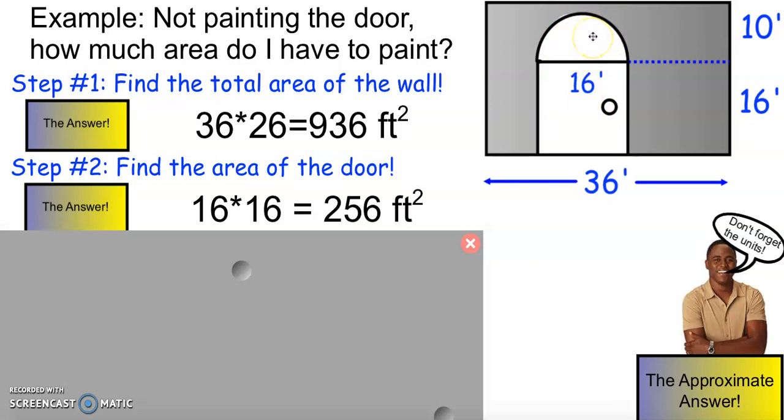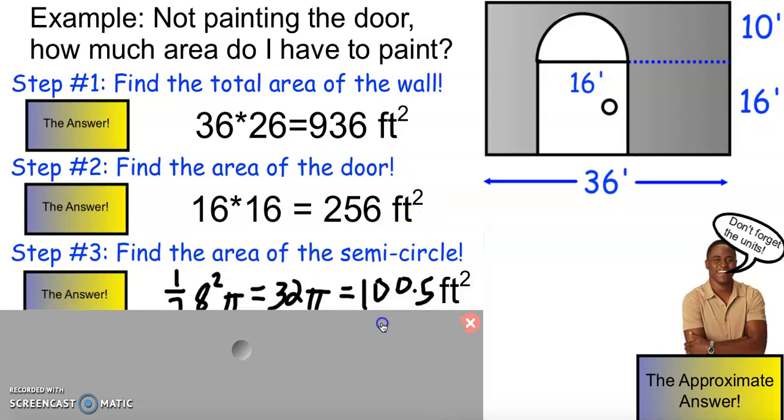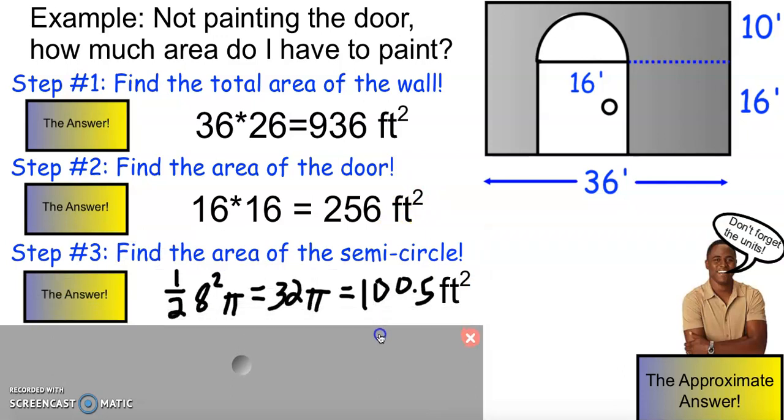And then I've got to figure out this. So this is almost a circle. It's actually what we call a semicircle, so it's half a circle. But I can find the area of a whole circle and just cut that answer in half. If this is 16 feet going all the way across, then the radius is going to be 8 feet. So I'm going to take 8 squared times pi, which is 64 pi, and half of that is 32 pi. So the area of this semicircle is 32 pi, and that's 100.5 feet squared.